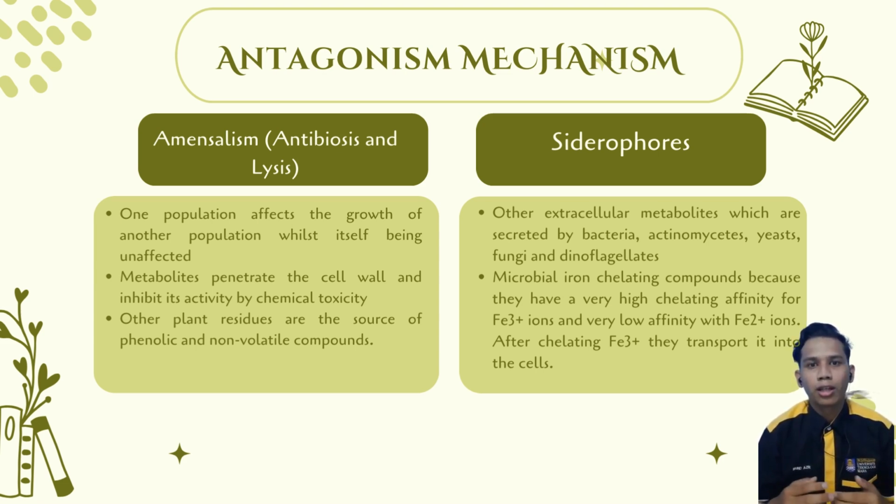They are microbial iron-chelating compounds because they have a very high chelating affinity for iron 3+ ions and a very low affinity for iron 2+ ions. After chelating iron 3+, they transport it into the cells. After chelating iron 3+, it makes the soil iron 3+ deficient for other microorganisms. Consequently, growth of other microorganisms is inhibited. It supplies iron to plants, and therefore plant growth is stimulated.